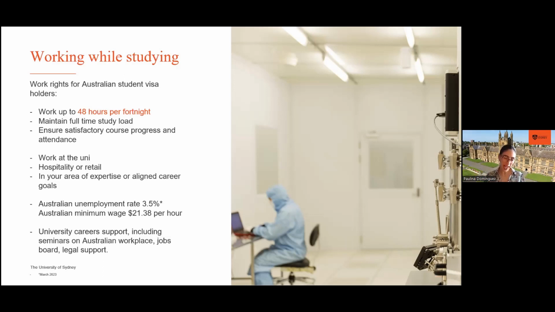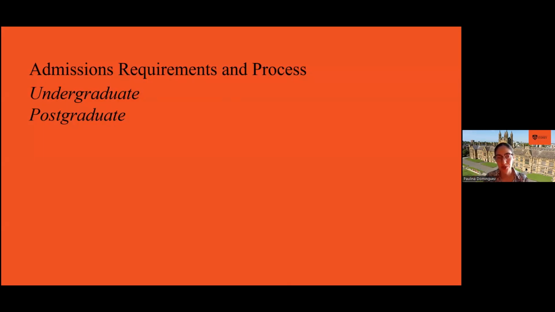And actually a very important fact is that the Australian unemployment rate is 3.5% and the Australian minimum wage is 21.38 per hour, Australian dollars. I'm always talking Australian dollars here, right? So it's actually quite high, and if students organize their time, they can work and make good money, enough money to pay your bills, enough to save up and put aside some money for holidays, traveling. A lot of students used to travel a lot while they are here.